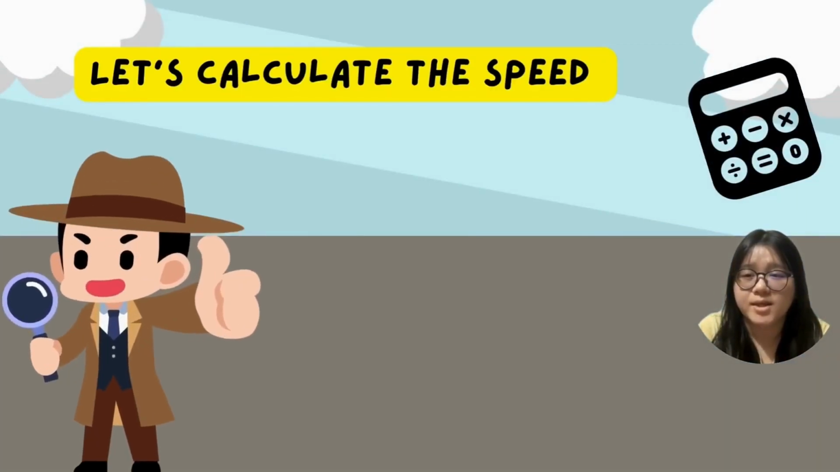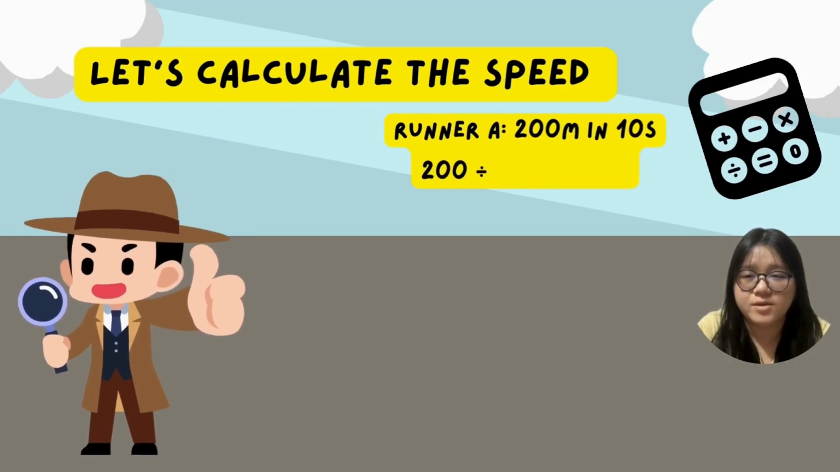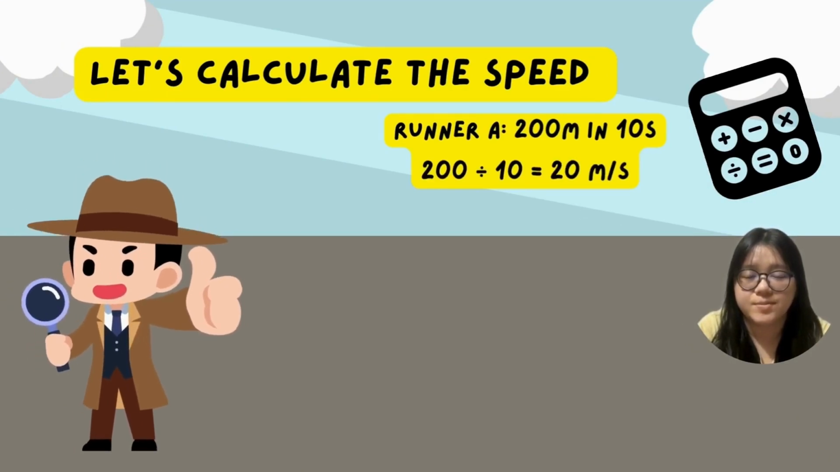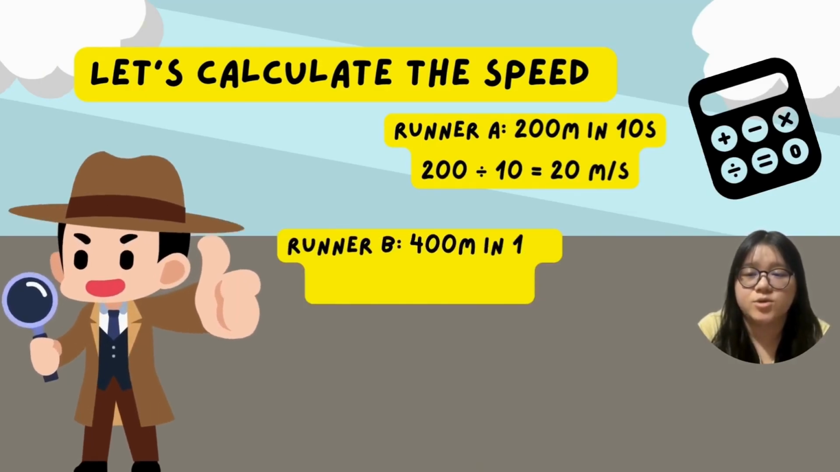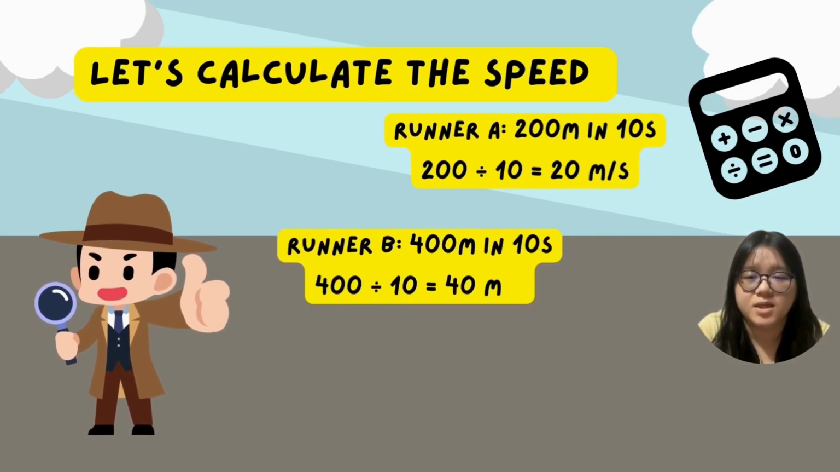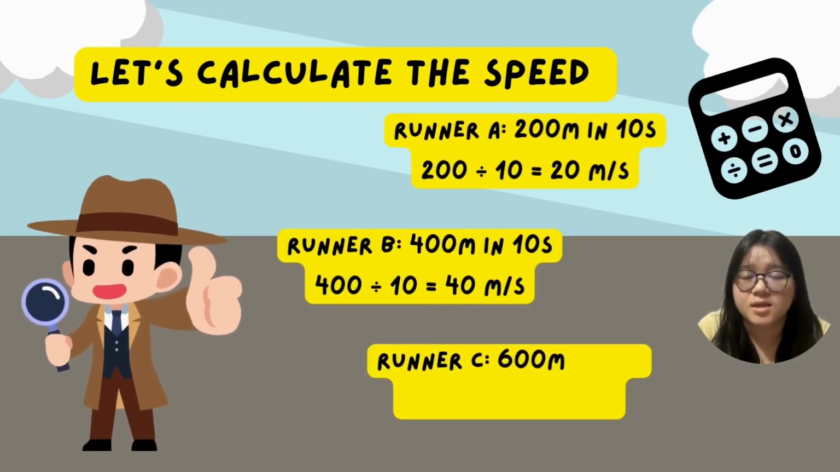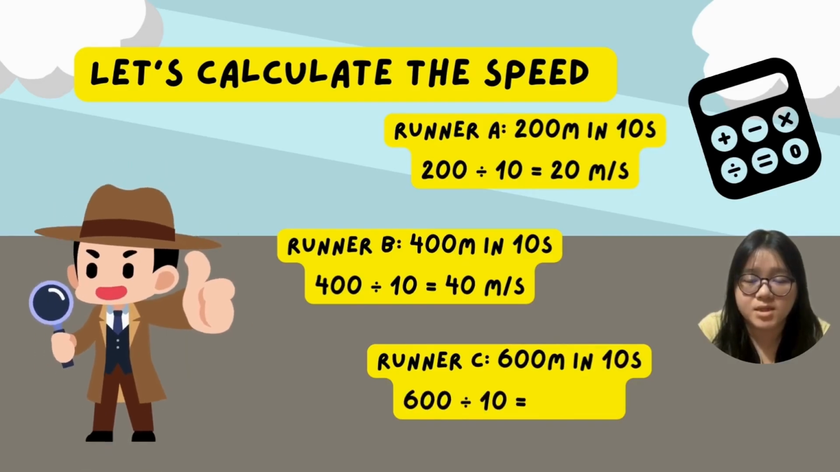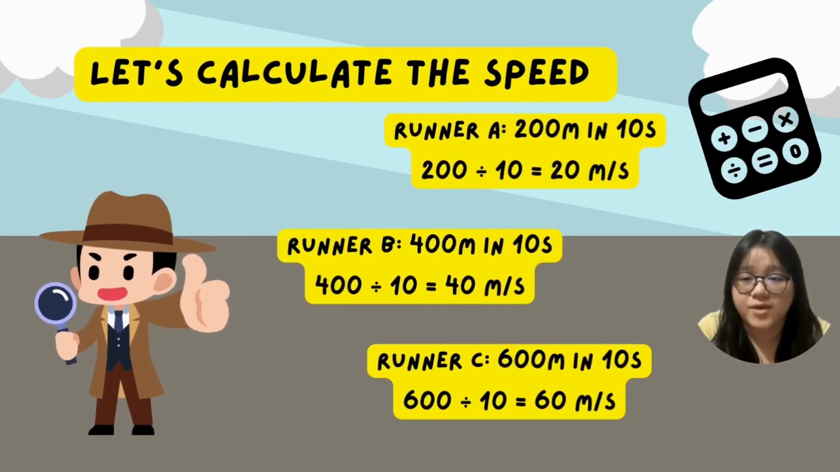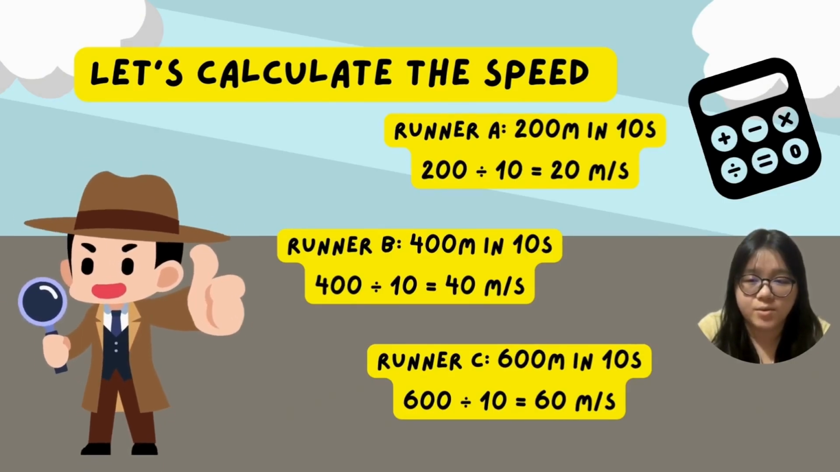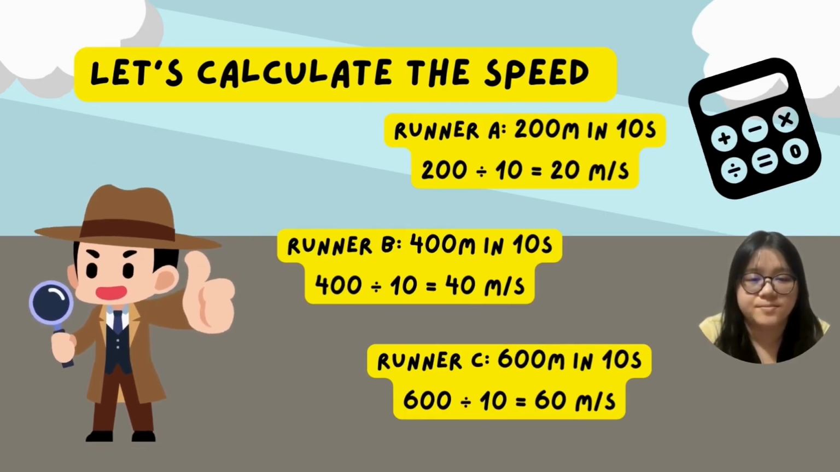So, let's calculate the speed of each runner. For runner A, distance traveled divided by time will give us a speed of 20 meters per second. Runner B, distance traveled divided by time gives us a speed of 40 meters per second. And for runner C, the speed is 60 meters per second. So, now let's compare the results. The runner with the highest speed value will be the fastest runner. Therefore, runner C is the fastest.